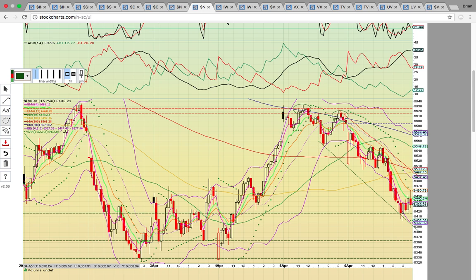Lock in those gains after this huge run from down here. You can see it ran straight from 6,320 or 6,330, all the way up here to 6,630.